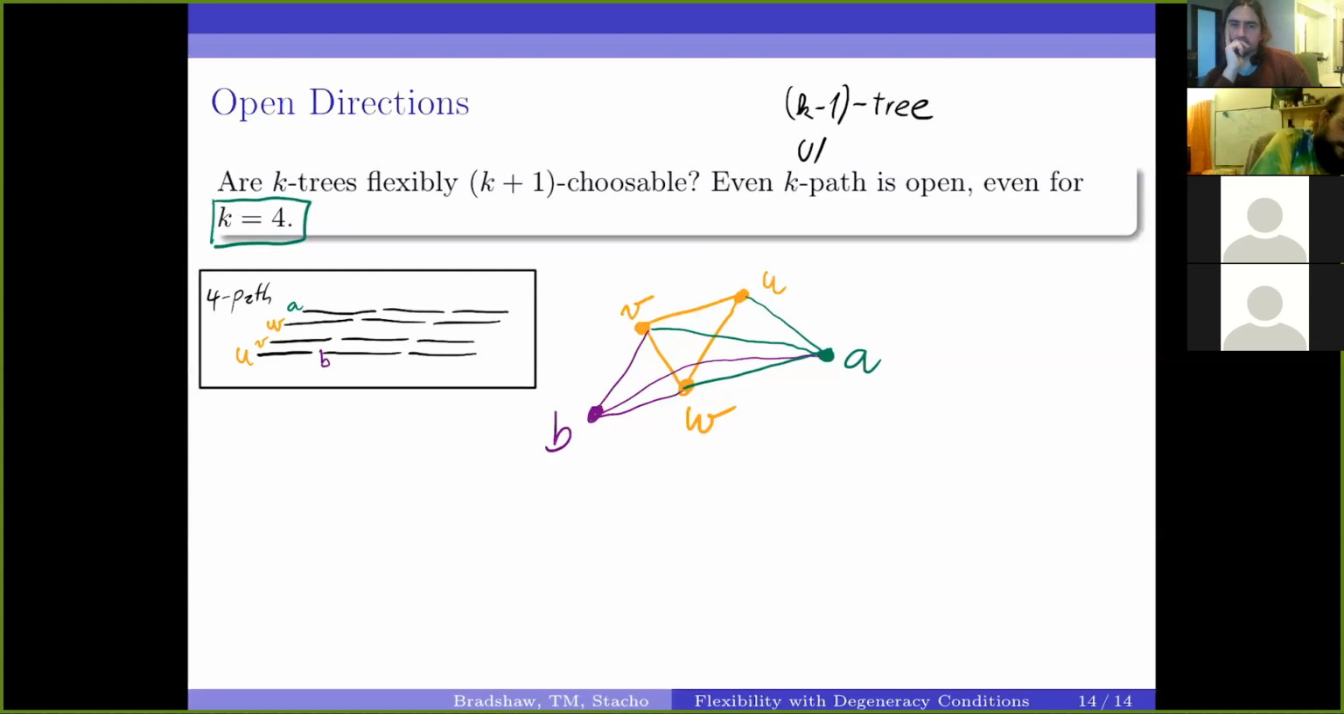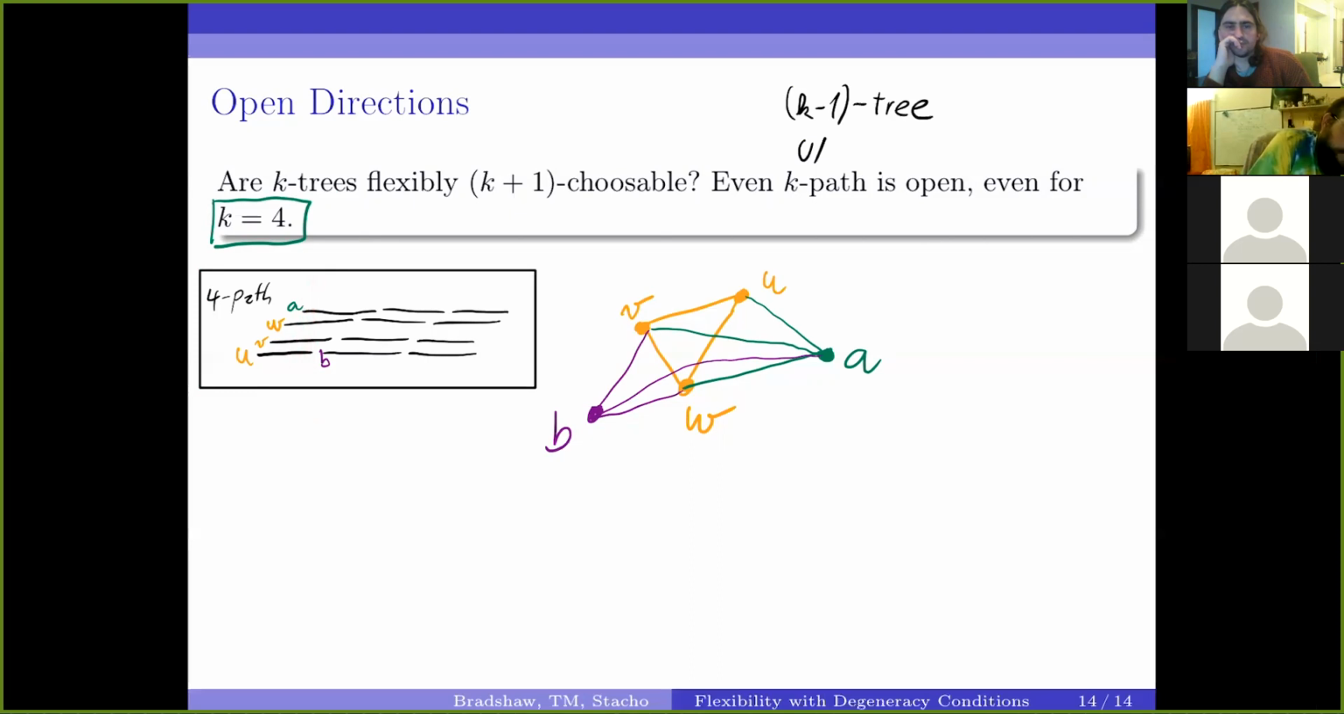So let me show you what is K-path. So this is interval representation of K-path, of 4 paths in this case. So those lines are vertices of the graph, and an edge is there whenever the vertices are on the same point on the real line.